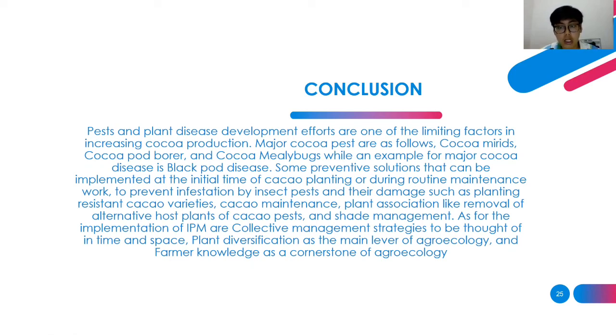Some preventive solutions that can be implemented at the initial time of cacao planting or during routine maintenance work to prevent infestation by pests and their damage are planting resistant cacao varieties, cacao maintenance, and plant associations like removal of alternative host plants of cacao pests and shade management. As for implementation of IPM, there are collective management strategies in time and space, plant diversification as the main lever of agroecology, and farmer knowledge as a cornerstone of agroecology.